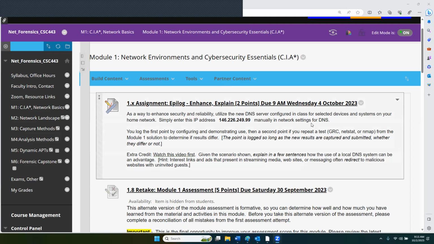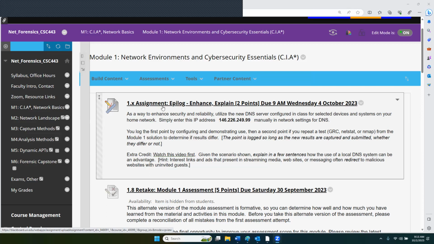So over the weekend, I posted assignment 1.x. And the reason it's called 1.x is because it comes after all the other assignments. It's kind of like an epilogue. In written works of knowledge, you have prologues that come at the beginning before people start reading the forewords and the content, right? And you also have epilogues.